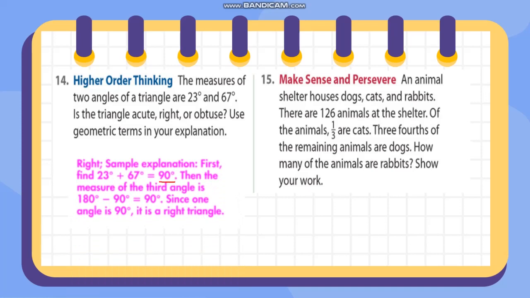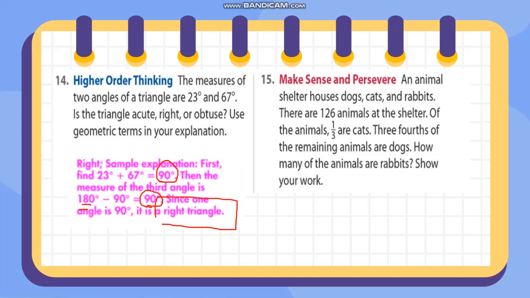Okay? And the total of the 3 angles of a triangle is 180. So if I subtract 180 minus 90, the other angle is 90 degrees. And when we say 90 degrees, that is a right angle. Okay, if the triangle has one right angle, that is considered a right triangle.